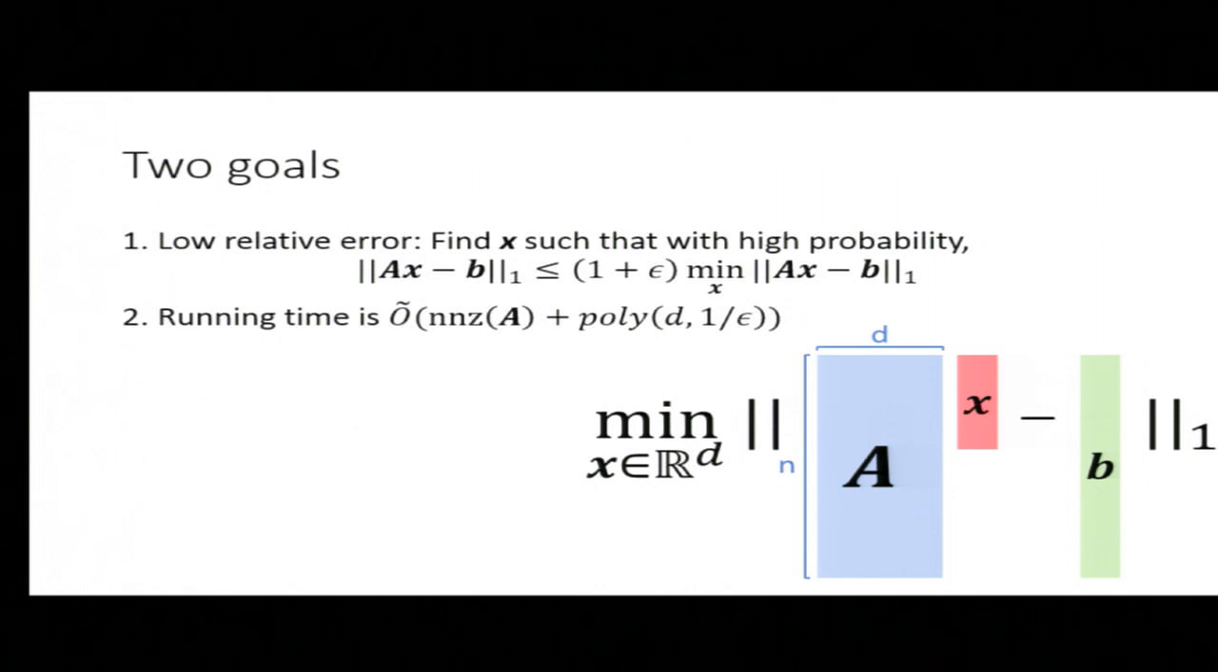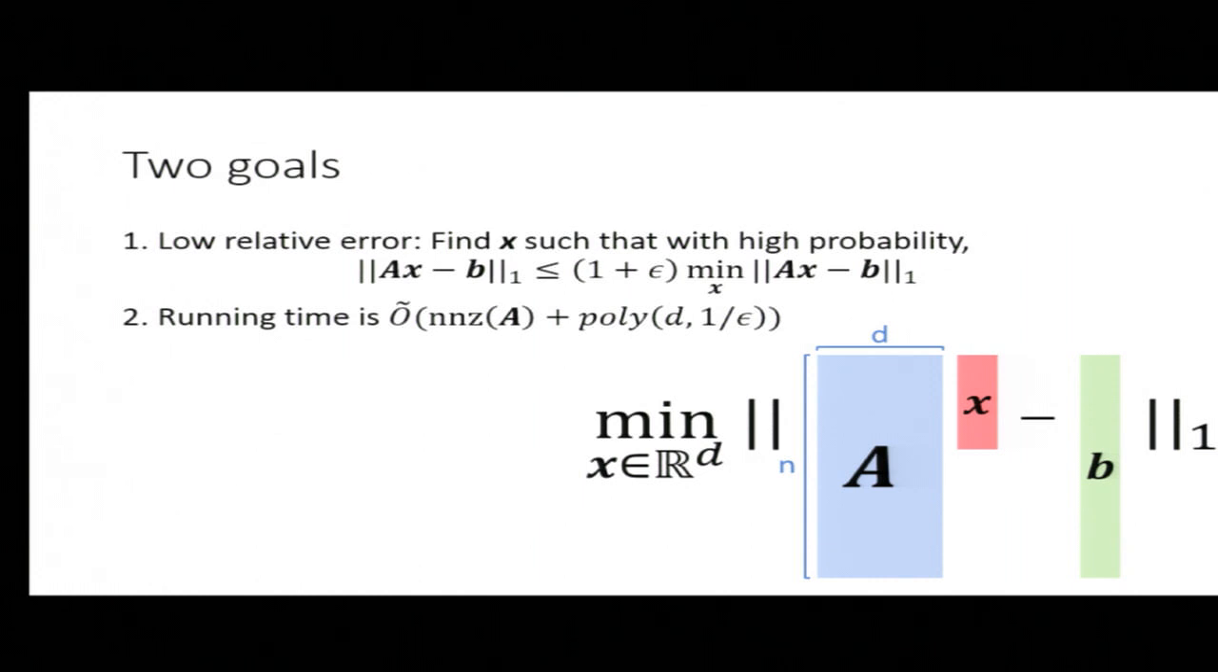And second, we want to get running times that are of the order of nnz, the number of non-zeros of A, plus a polynomial in d and 1 over epsilon, where the O tilde hides log factors in n and d. So in particular, we don't want a polynomial in the original number of rows of A or in n and nnz. So those two dependencies are separate, also with the epsilon only on the d.